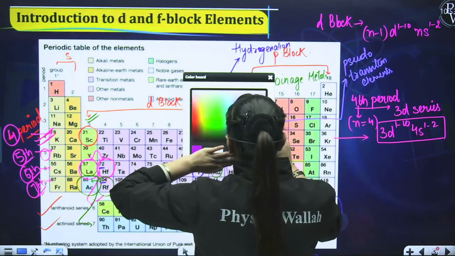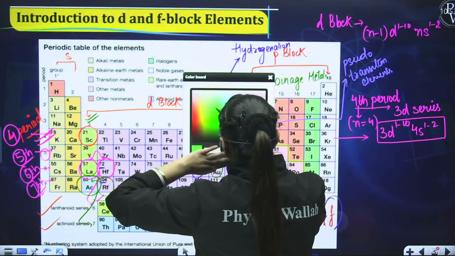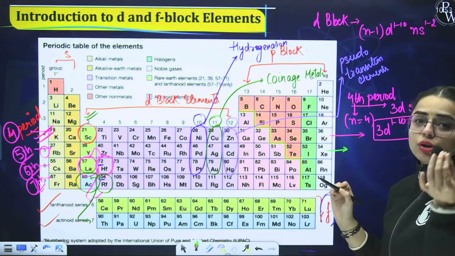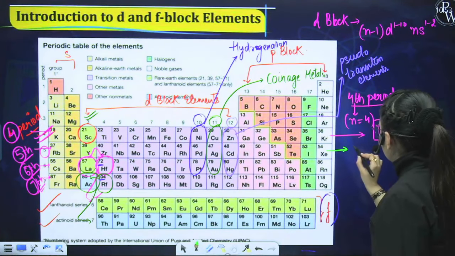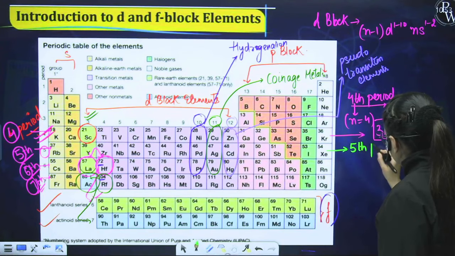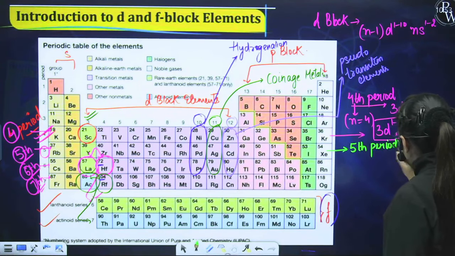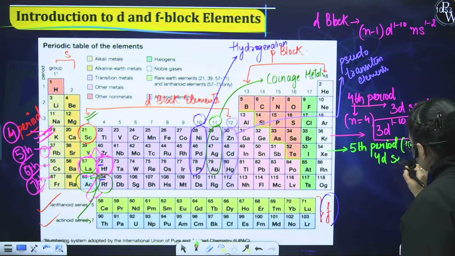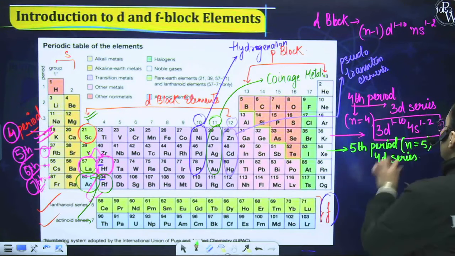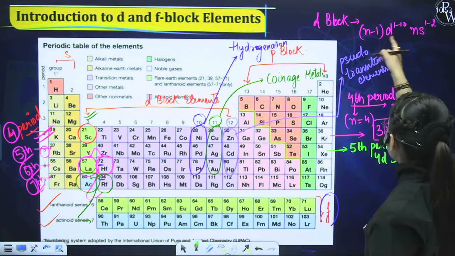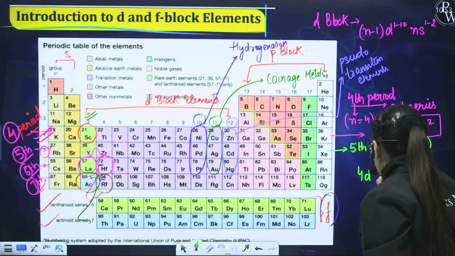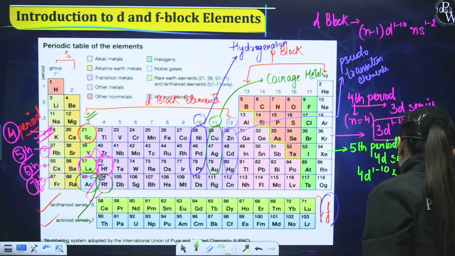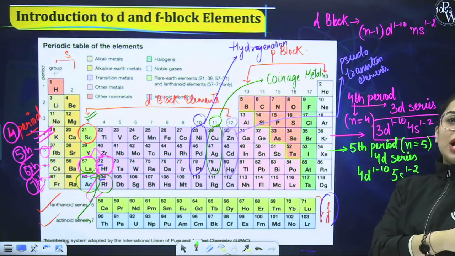Now coming back to this category, when I talk about the fifth period, let me take a different color. Now there is an exception in the fifth period. You can put a star mark over here. If I talk about the fifth period, n value is 5. The fifth period is referred to as the 4d series. Why? Just see the electronic configuration. If I put n as 5, 5 minus 1 comes out to be 4d, so 4d 1 to 10, and 5s 1 to 2. But it is wrong; there is an exception here that you shall observe.